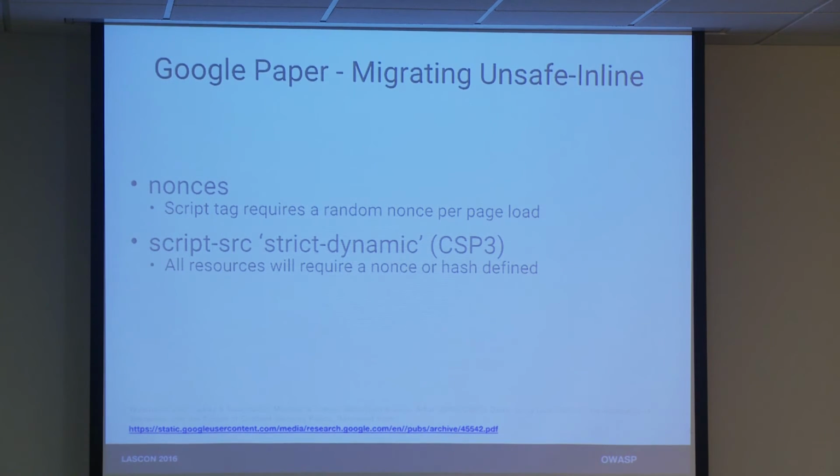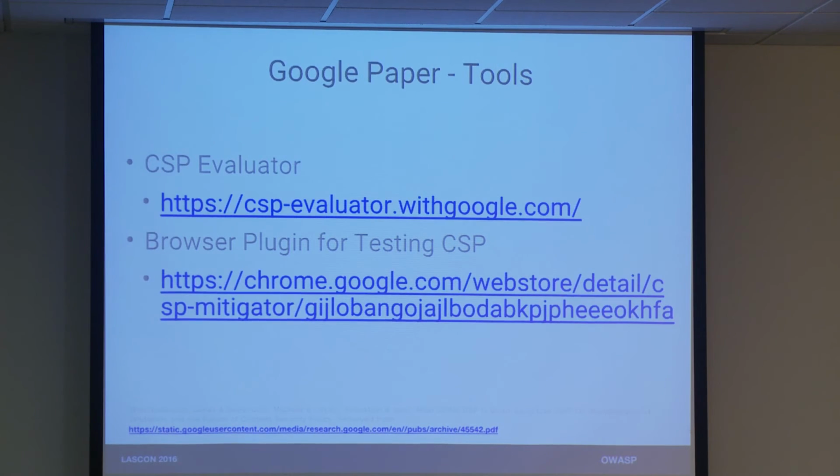The paper is much bigger than that. This is a very quick summary. It's probably a presentation in and of itself. But that's sort of the basics, and they released a couple of cool tools. One is the CSP evaluator, which will show you any weaknesses inside your CSP policy. You just paste it in there, and it'll let you know. The other one's a browser plugin for testing. You put this into Chrome, and you browse your site, and it'll tell you what sort of violations are occurring on the site.